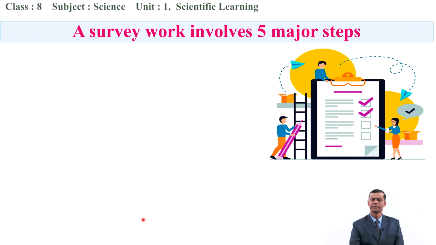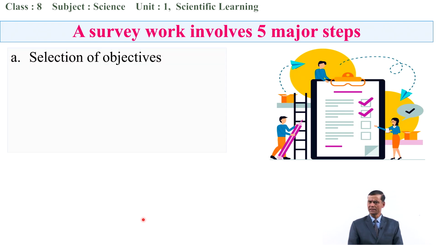to the problem. Dear students, a survey work involves 5 major steps. What are the 5 major steps? Let's think. We have already discussed steps in the research work also. Yes, survey work has a similar type of stage. The first stage is selection of objectives. Same as in research work, we have to formulate the objective. What is the objective? Why do we involve ourselves in survey work? That is the objective. After selecting the objective, we can get the answer to the question after the research work.